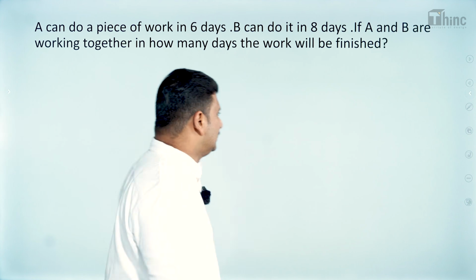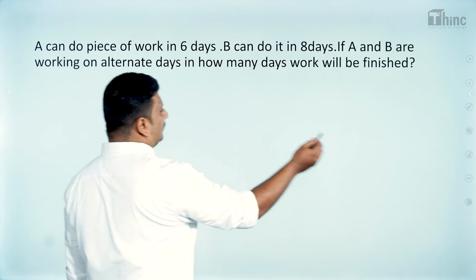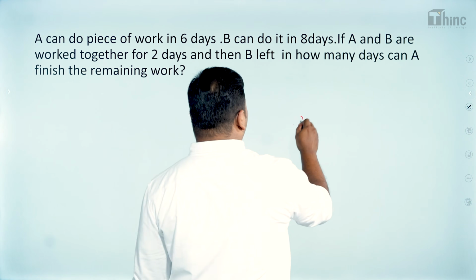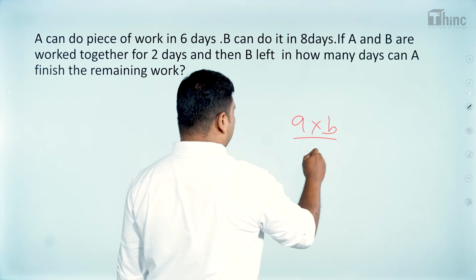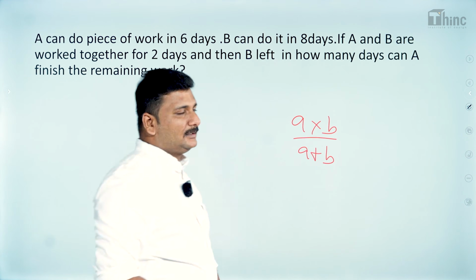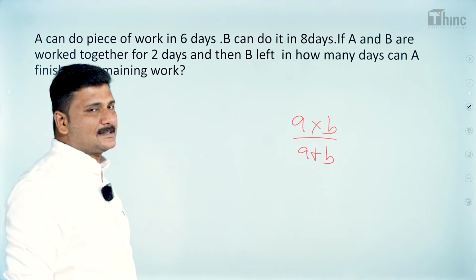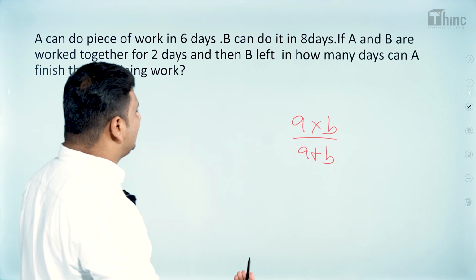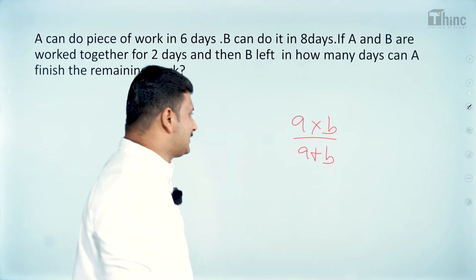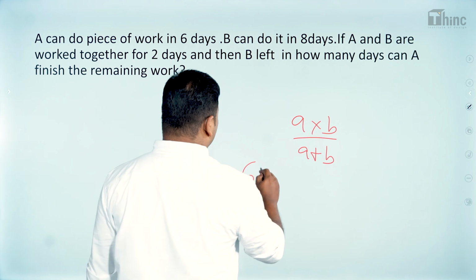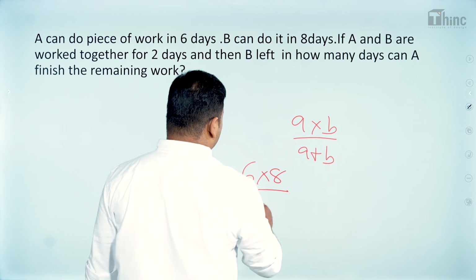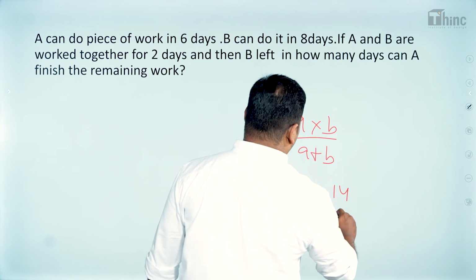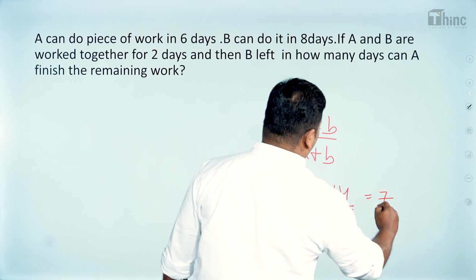Directly use the formula, that is A into B by A plus B. So directly make use of the formula A into B by A plus B. So what does this mean? A can finish a work in 6 days, B can finish the same work in 8 days. Now if A and B are working together, they can finish the work in how many days is the question. So all you need to do is 6 into 8 by 6 plus 8. So it's nothing but 48 by 14 days. It's nothing but 24 by 7 days.